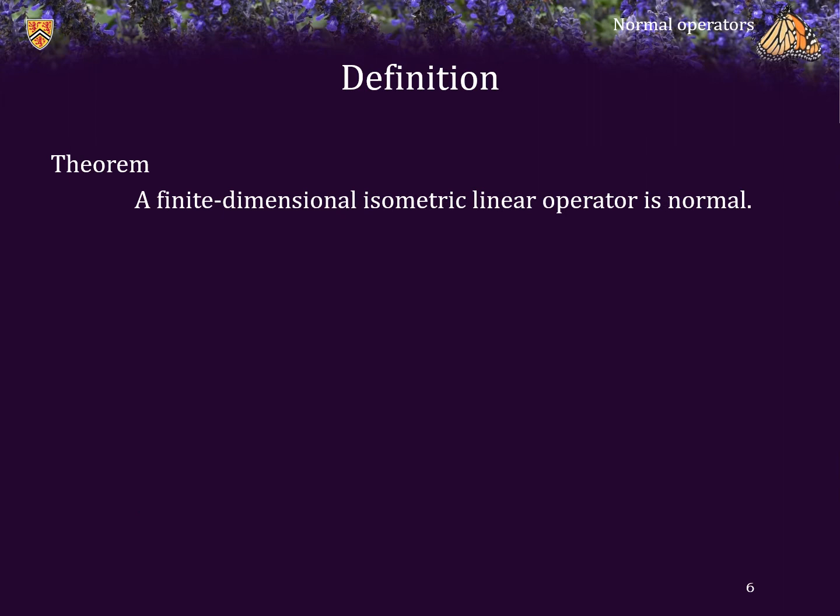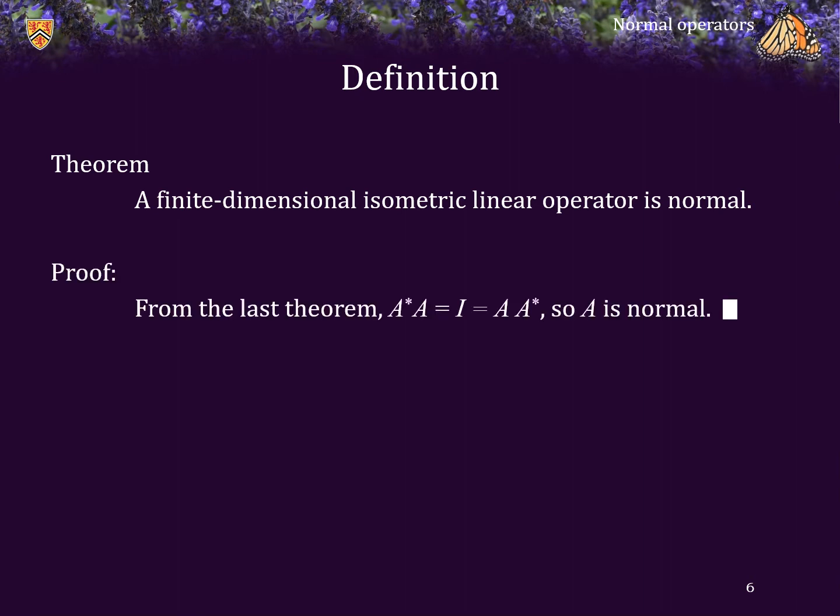Theorem: a finite dimensional isometric linear operator is normal. Proof: from the last theorem, we have that the adjoint of A times A is equal to the identity, which equals A times its adjoint. Therefore, A commutes with its adjoint, and so therefore, A being an isometric linear operator, it must be normal.